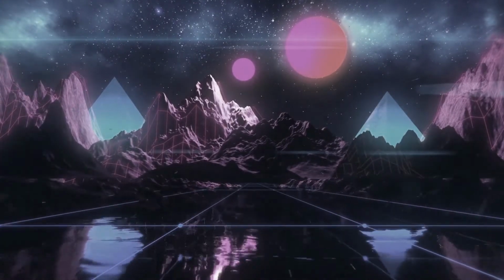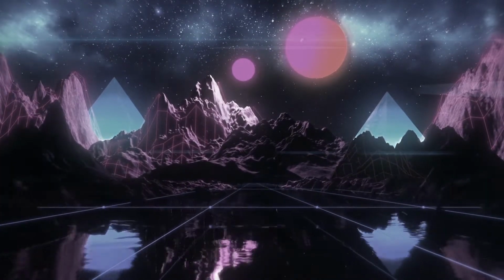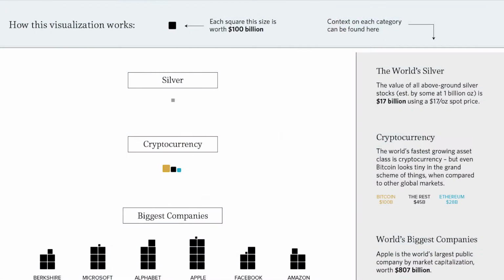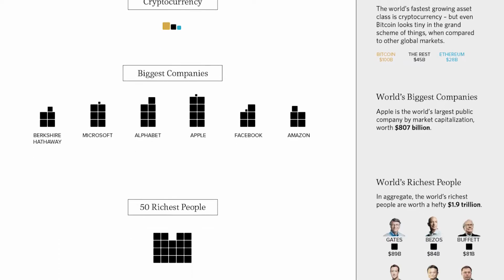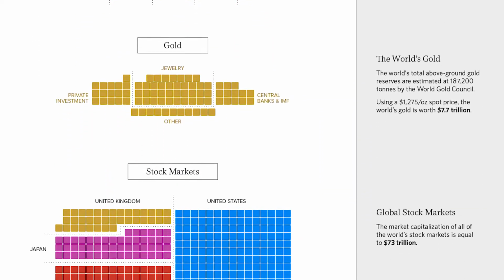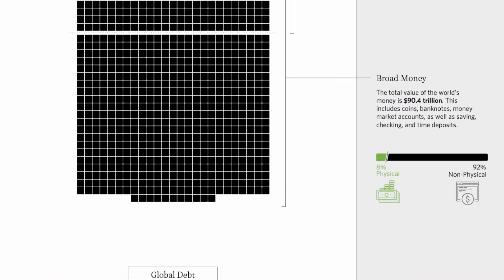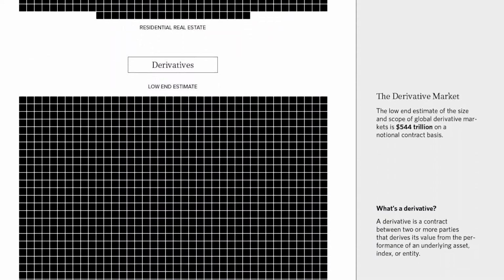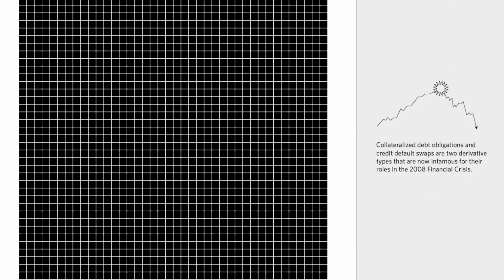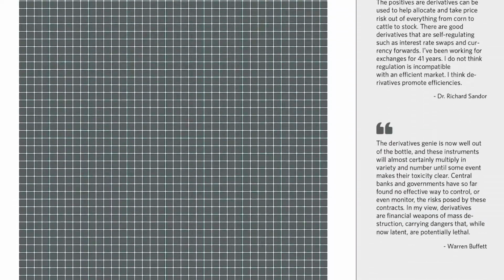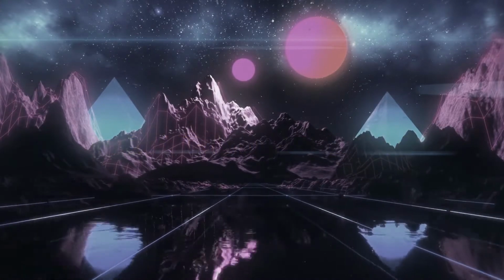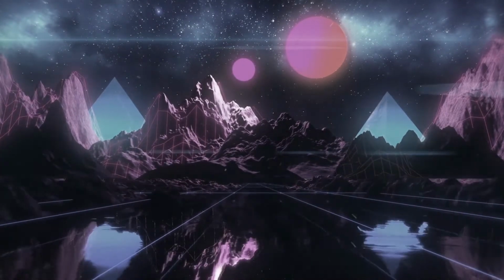First, I would like to show you the size of the derivatives market compared to the rest of the economy. I want to do this so you can take them seriously and don't dismiss them as just another boring type of financial instrument. Here we go. By some estimates, the entire size of the derivatives market is around $1.4 quadrillion. As you can see, they are a pretty big deal, and that's why you need to understand them.